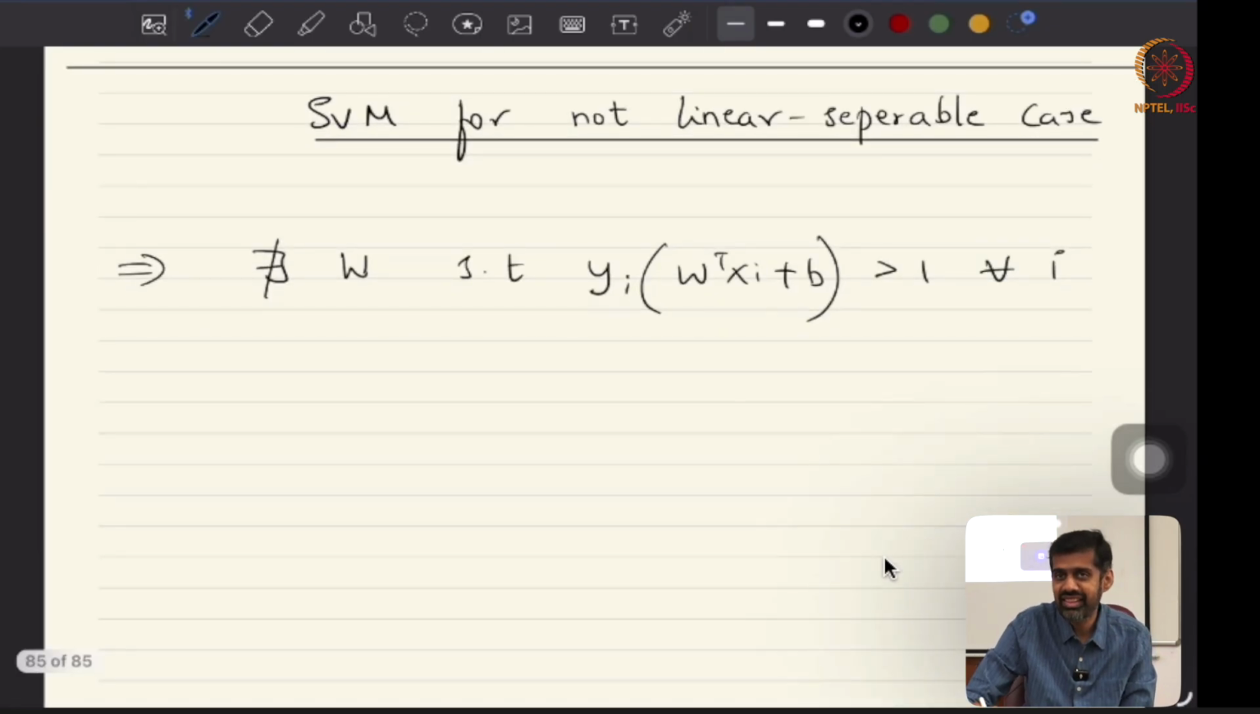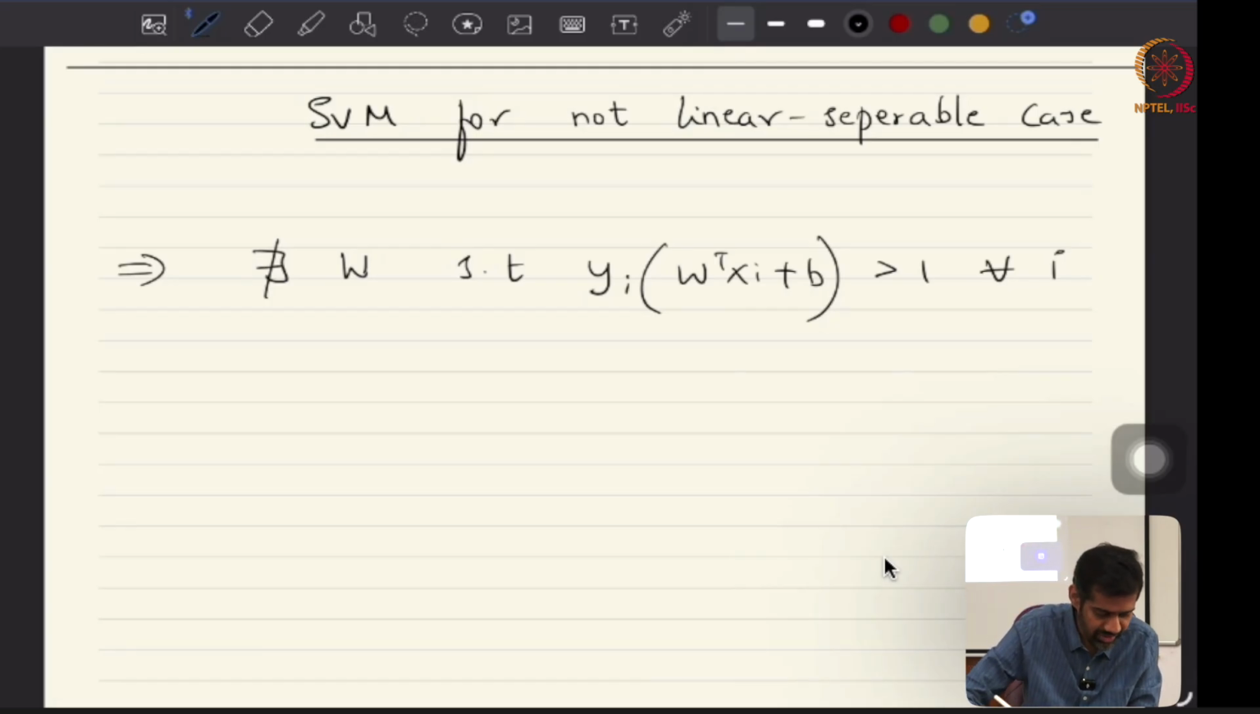Any ideas on how to do this? How do you tweak the SVM to accommodate this case? If you already know it, then fine. If you don't know it, you'll have to think. Not kernel yet. We'll go to the kernel case where the decision boundary itself is not linear. Think from first principles. What we are saying is that there can exist cases where there does not exist a separating hyperplane that gives you 100% accuracy. So what do you do is the question.